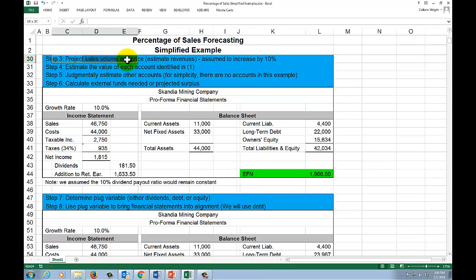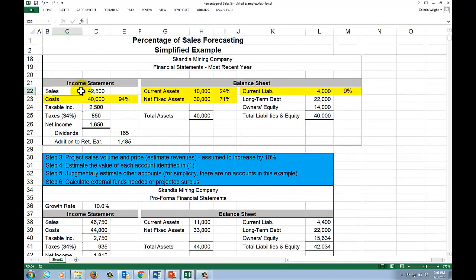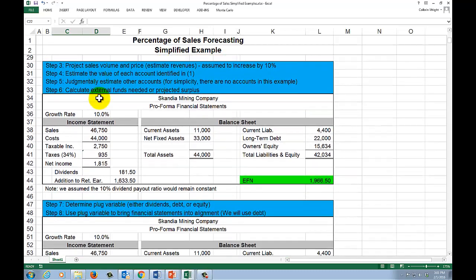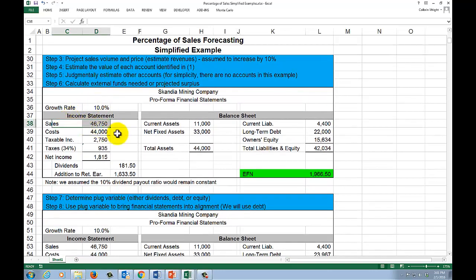Step 3 is to project sales volume. Again, I'm going to have more to say about this at the end of this lecture. For now, just so I can demonstrate the steps, I want us to assume that sales are simply going to increase by 10%. So you can see I've got a growth rate of 10% here, so I just grow my sales. Previously it was $42,500. Growing it at 10%, that's going to make sales $46,750.